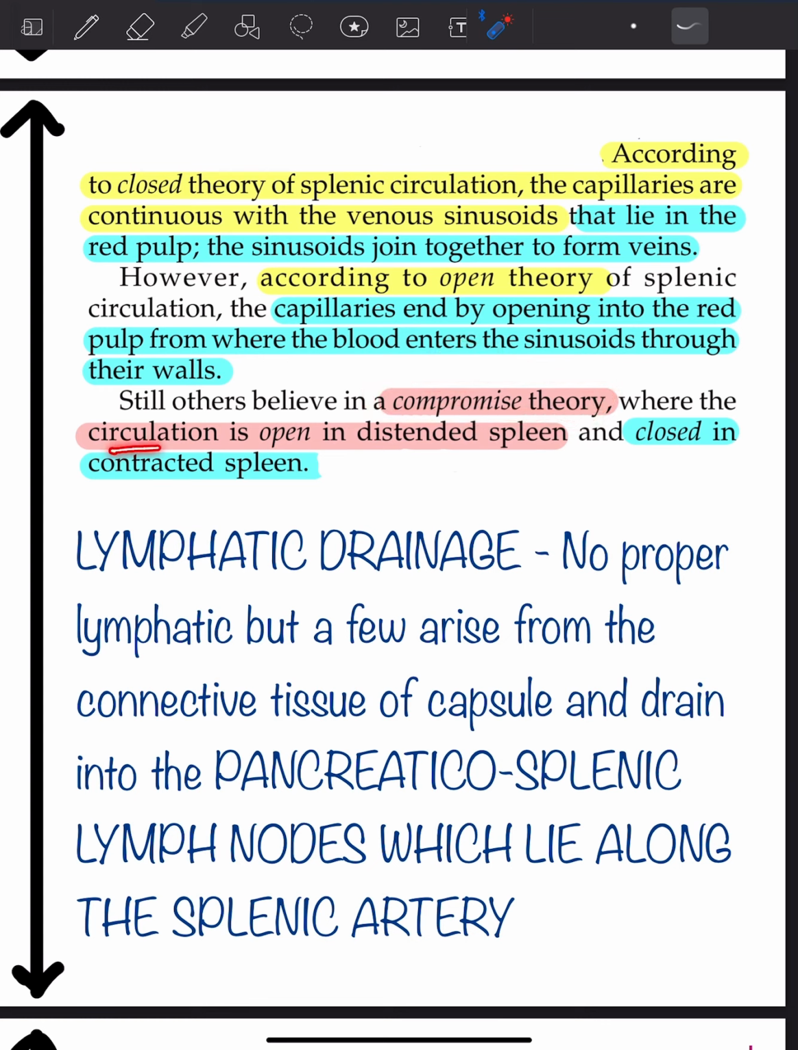Now there is another theory, the third theory, which is the compromise theory. It says the circulation is open in the distended spleen. Now it's very common sense. When the spleen is distended, the vessels will not be in close proximity with each other and the blood will end into the substance of the spleen. But if the spleen is contracted, the capillaries and venous sinusoids will be in close proximity with each other and they'll join to form a connection, right?